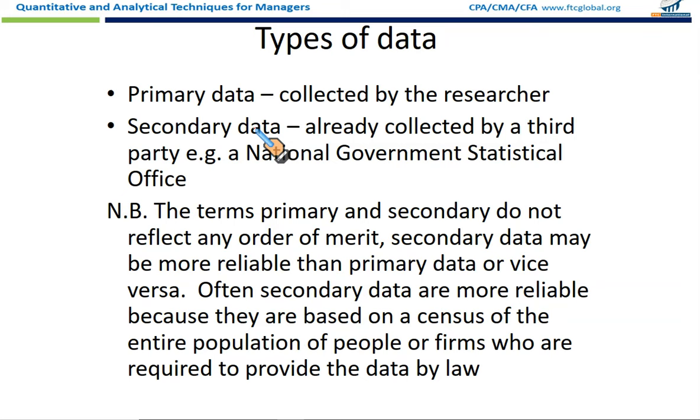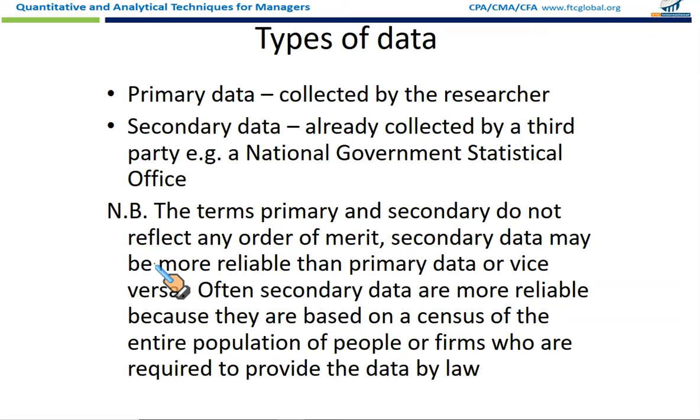This might include census data, labor market surveys, or tax records that contain information on individual education levels and their earnings. So primary data is that you gather yourself as a researcher, and secondary data is the data that you make use of that has already been prepared by someone else. An important point to note here is that primary and secondary do not imply any ranking in terms of quality. So they can both be good, they can both be bad.